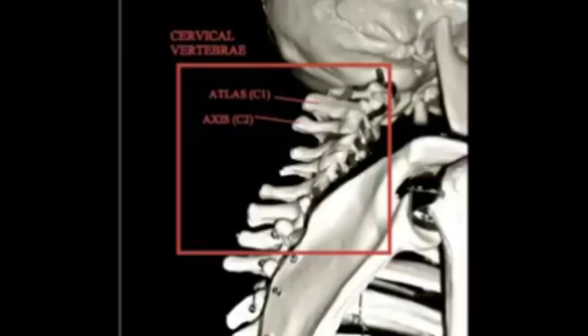In the cervical category, the very first vertebra is known as the atlas, after the Titan in Greek mythology, who held up the world as punishment for wrongdoing. The second bone is known as the axis.